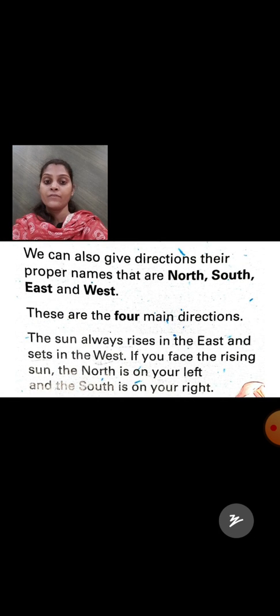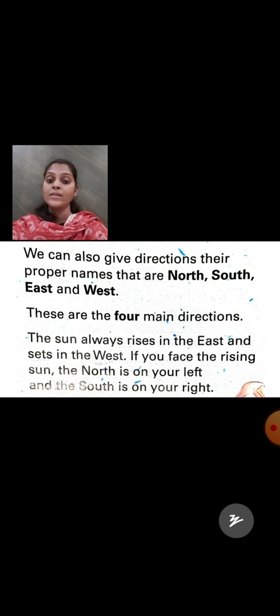we can also give directions their proper names, that are north, south, east and west. There are four main directions. Yes kids, I already explained to you that there are four main directions: east, west, north and south. Yes, we have given names to the directions. Okay, north, south, east and west. Now just tell me, you all must be knowing that the sun rises from the east and in the evening it sets towards the west. So the sun always rises in the east and sets in the west.